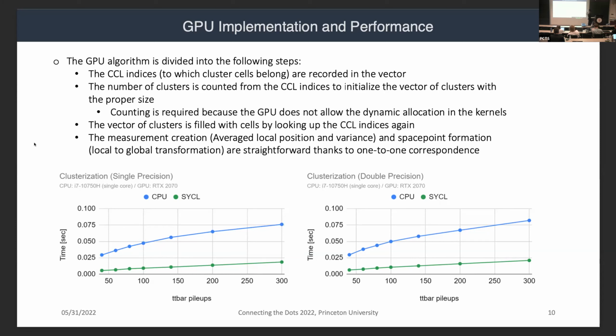And so once we have the enough size of the vector, the vector of clusters is filled with the cells by looking up the CCL indices again. And then we create the measurements by evaluating the local position and variance. And also we get the space points from the measurements by just doing the local to global transformation. And these are very straightforward because the measurement creation and the space point formation are just one-to-one correspondence, so we don't need any vector size estimation. And the blue plot is showing the CPU speed per event and also the CUDA speed.